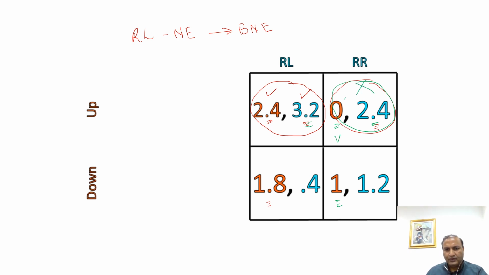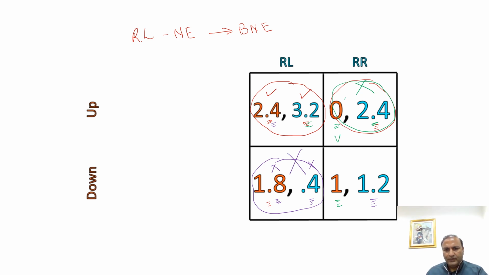Then if we look at this one here, again for player number 1, he is getting 1.8 here. If he moves, he gets 2.4. So there is an incentive to change for player number 1. If you look at player number 2, he is getting 4 here. If he changes, he gets 1.2. So again, this is not a Nash equilibrium for player number 2 as well. So this is not a Nash equilibrium.